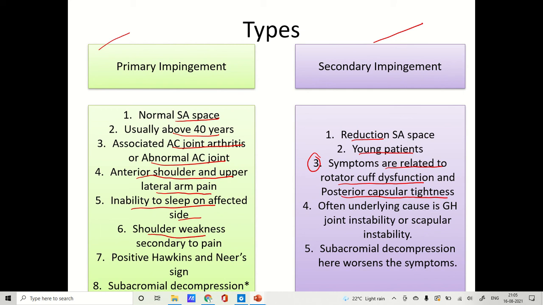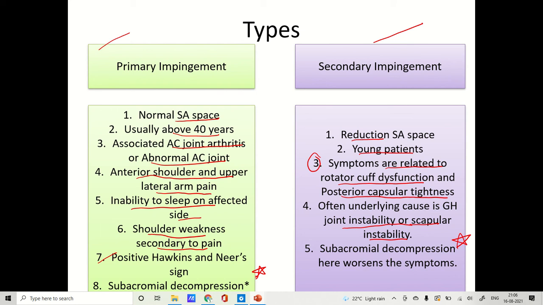Primary, again, shoulder weakness secondary to the pain. In secondary we know that the rotator cuff is in dysfunction. Thus shoulder weakness is due to rotator cuff dysfunction, and definitely instability is seen, joint instability and or scapular instability. Coming to the primary again, positive Hawkins and Neer sign is definite. In secondary it may or may not be seen. Primary, this is an important point, last one: subacromial decompression is very good. It decreases the symptoms, whereas in secondary, subacromial decompression worsens the symptoms.